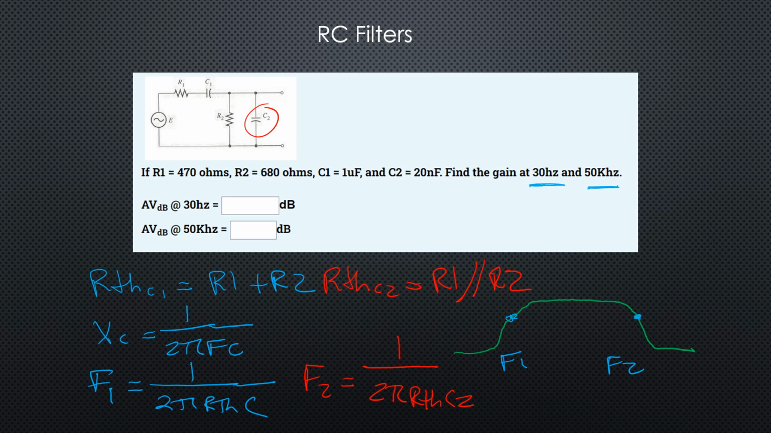Okay, let's make this guy red. So now we've got F1 and F2. And once you've got F1 and F2, now you can use the two formulas that I referenced earlier in the video, and you can find where we're at dB wise at 30 hertz and 50 kHz.